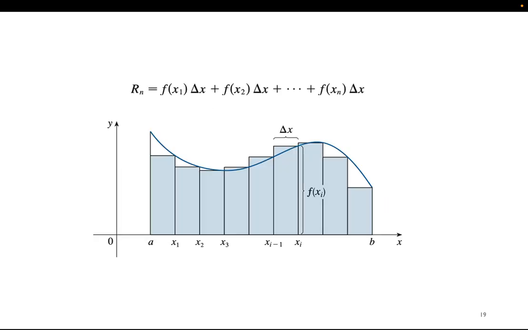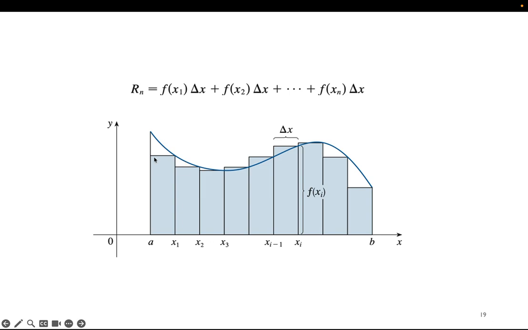Okay, so let's break this down a little bit further. The idea here is that I'm going to approximate the area under the curve by using n rectangles. So this is R of n. The first rectangle's width is just delta x. It's just this width right here. And notice delta x is the same throughout all the rectangles. So how do you find delta x? It's just the width of the entire interval, b minus a, divided by the number of rectangles that we use. So the width of every rectangle is always the same.